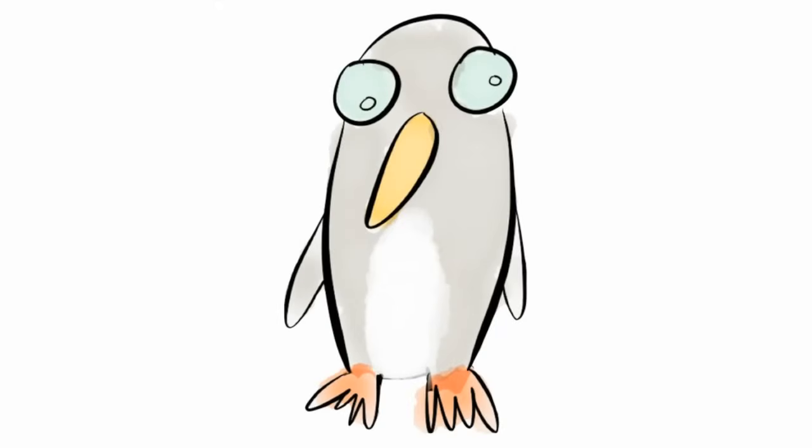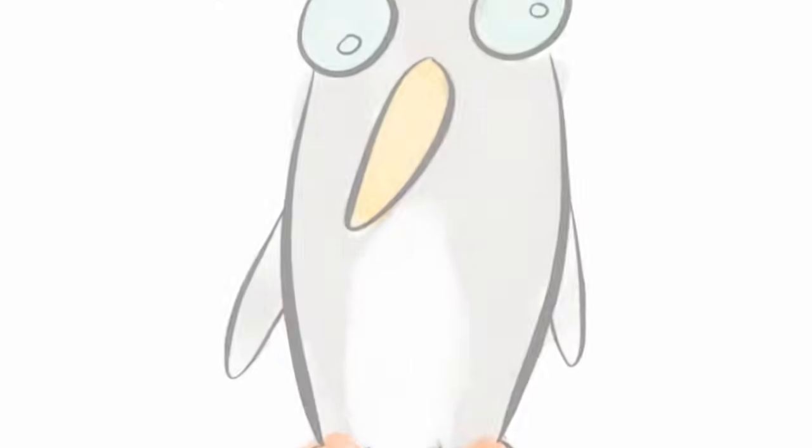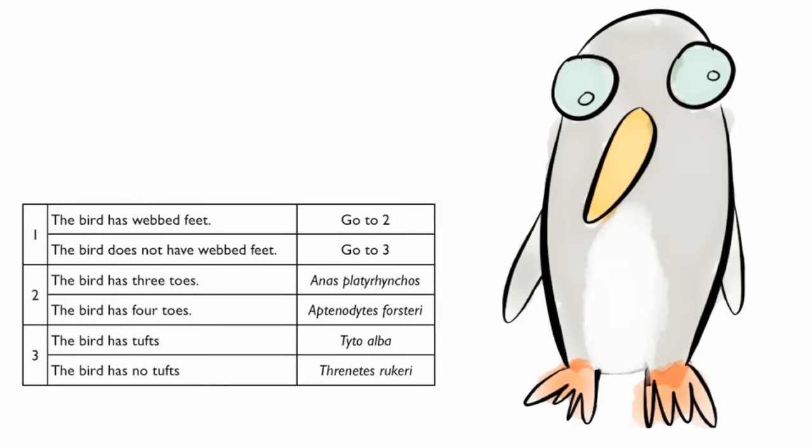Let's try the dichotomous key again with a different bird. This time we have the penguin. Start at number one. Our bird has webbed feet, so we're going to have to go to step two. Step two has us count the number of toes. A penguin has four toes. We just figured out the scientific name of the penguin.